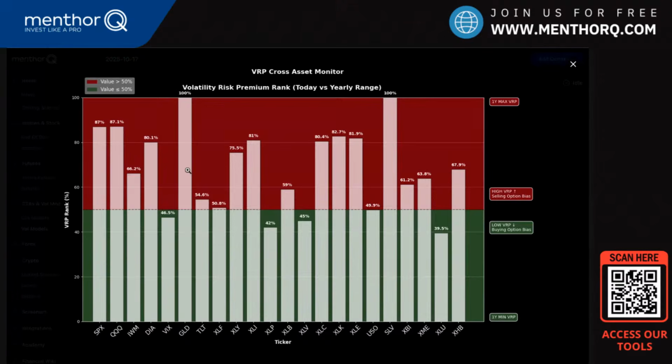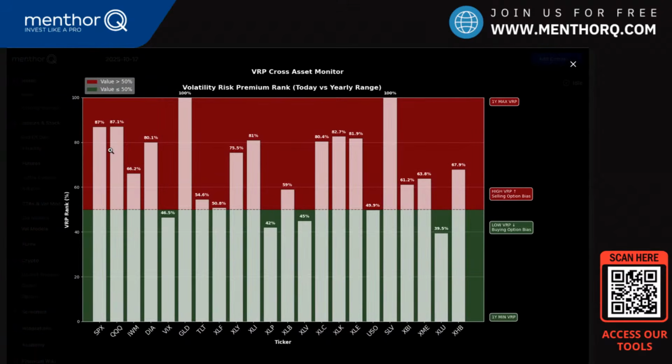So together with our VRP cross-asset monitor, we can actually look at major asset classes. We have SPX and QQQ here, but we also have gold and silver. Clearly everybody's aware of what's going on with gold and silver, but we now can see that the volatility risk premium for the past year is at the highest it has been. So there's an increasing volatility premium. Implied volatility is priced really high right now on gold and silver, and we can also see a similar pattern happening on SPX and QQQ.